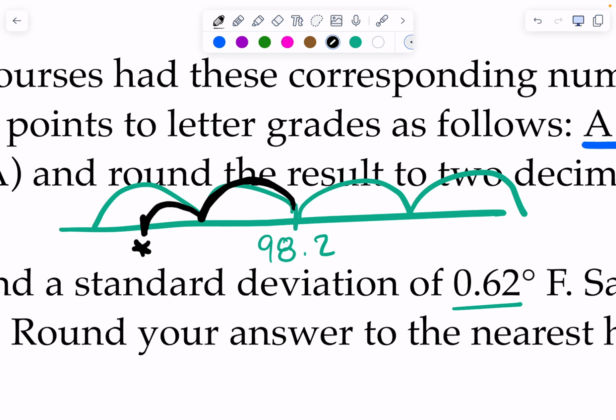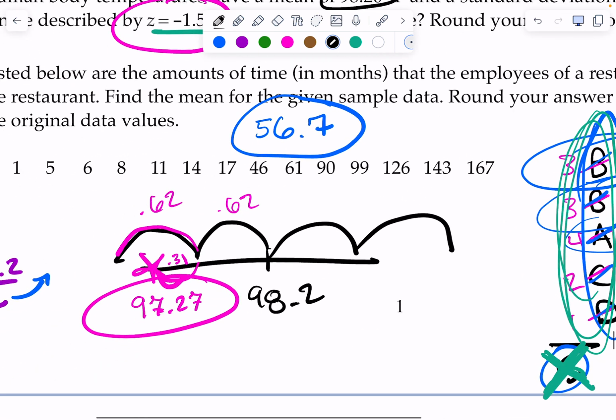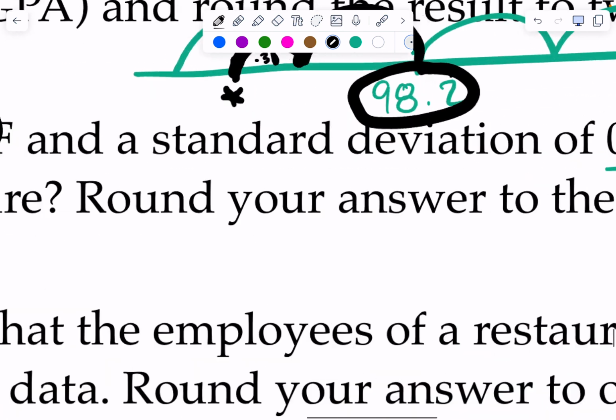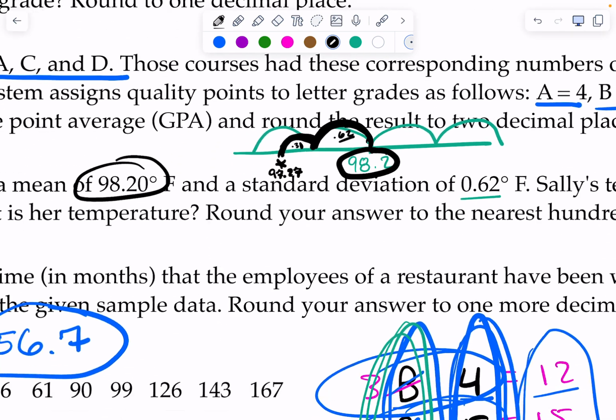But one standard deviation we know is 0.62. A half of a standard deviation would be half of that, which is 0.31. So what I'm going to do is take 98.2, and I need to subtract both of those values to get to a different point, and we got 97.27 is what that is. If I subtract those two, 97.27. I'm going below and below again. All right, so that's my z-score.